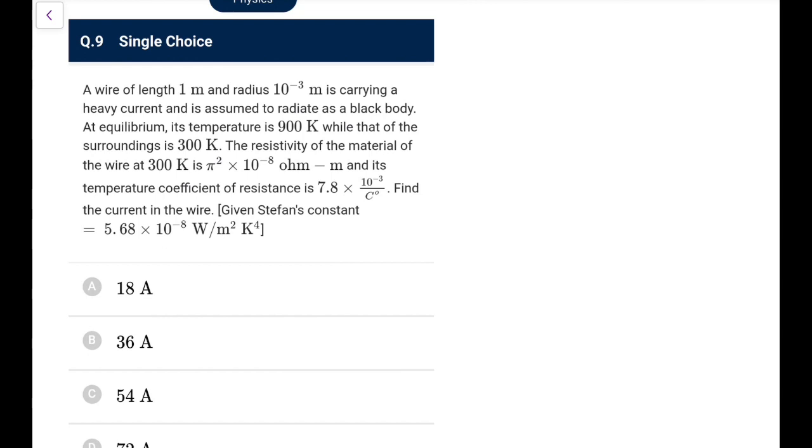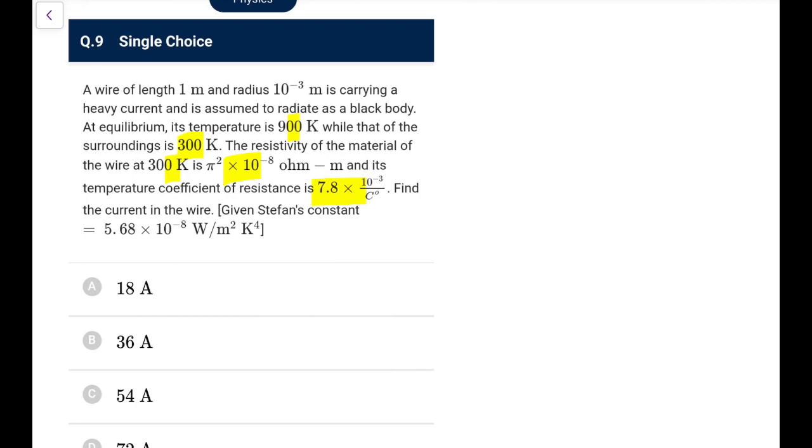You have a wire of length 1, radius 10 to the power minus 3, carrying a heavy current, assumed to radiate as a black body. At equilibrium, the temperature is 900, surroundings 300. Resistivity of the material at 300 is this, and the temperature coefficient is this. Find the current in the wire.